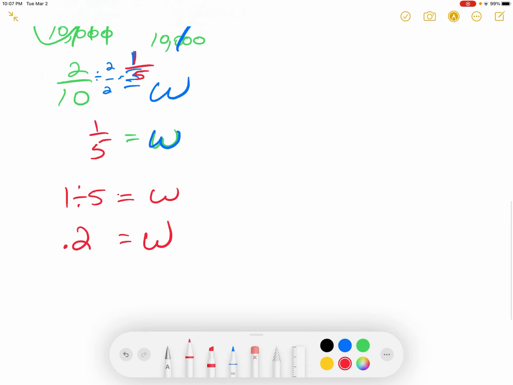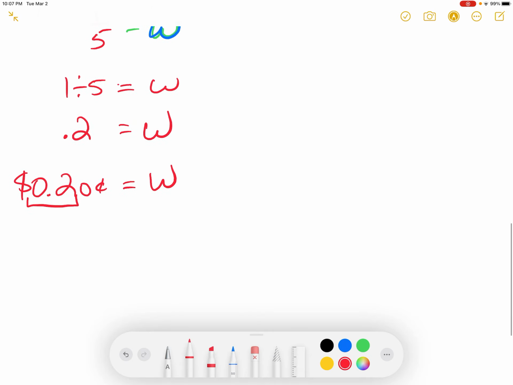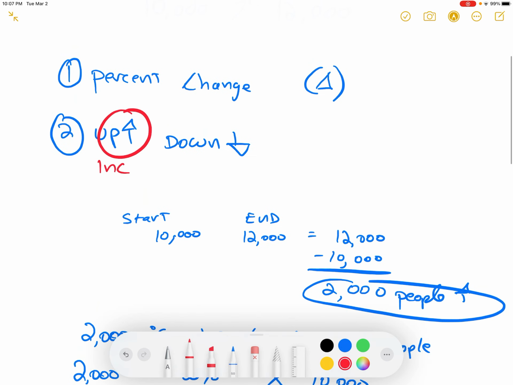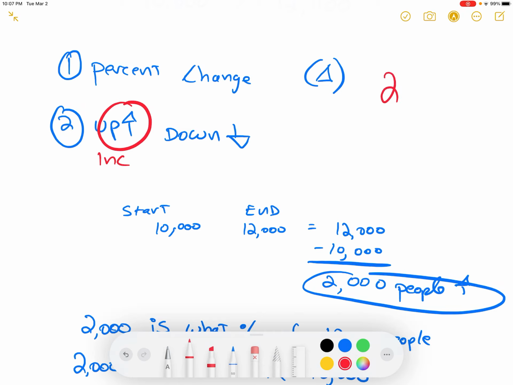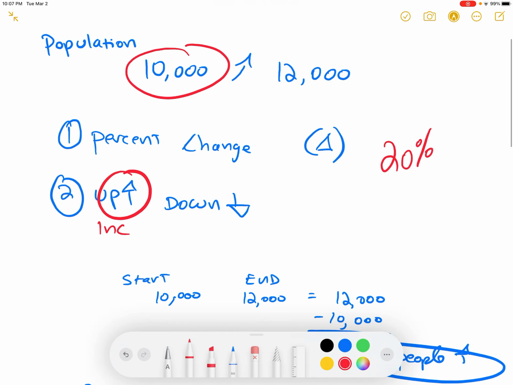And as you know, 0.2 is 20 cents, right? Because if I put a $0 in front of it, that's still 0.2, which is W, or we can simply say it's 20%. That is the percent change, right? So to review, the percent change was 20%. We increased, so we went up because we went from a start of 10,000 people to 12,000 people, so that went up. And how much did it change by? It's a percent change of 20%.